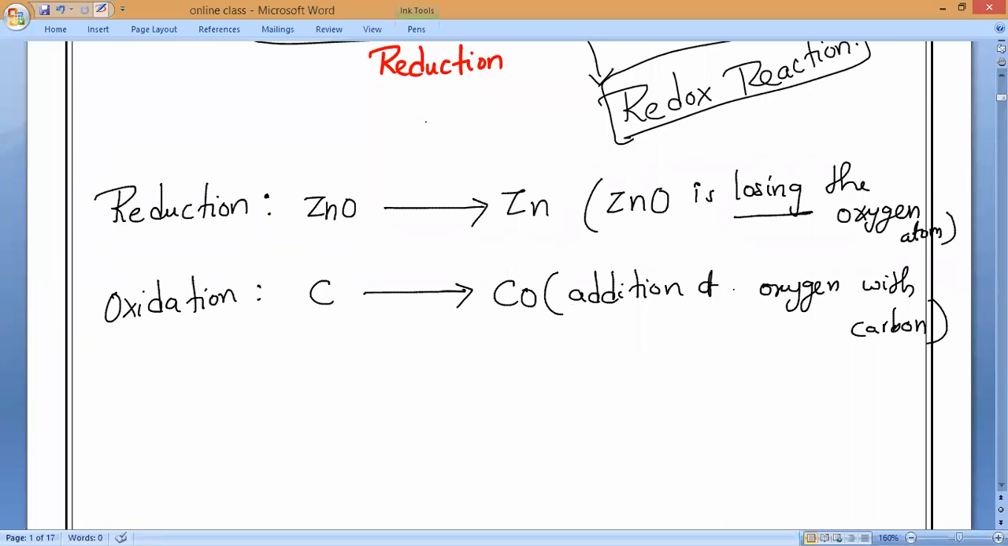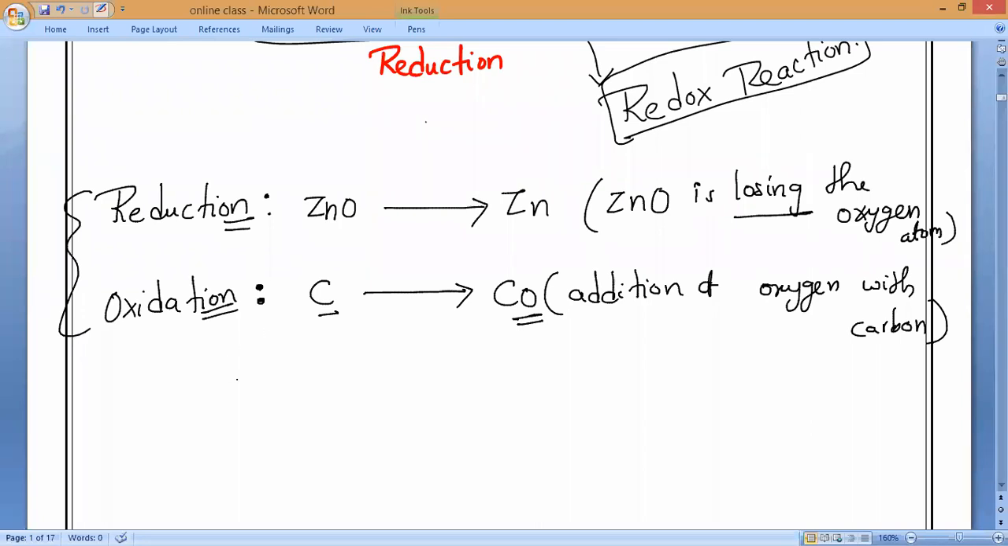So which reaction does it undergo, oxidation or reduction? It undergoes both oxidation and reduction. So ZnO going into Zn is a reduction reaction. Carbon going into carbon monoxide is an oxidation reaction. Clear, everyone? Please respond. If you notice, both oxidation plus reduction take place.